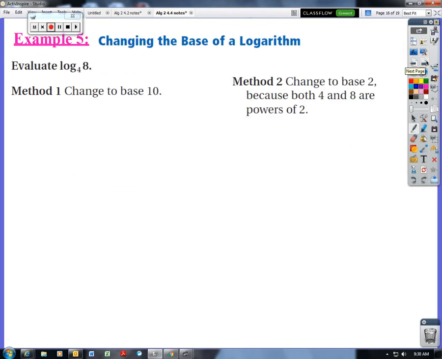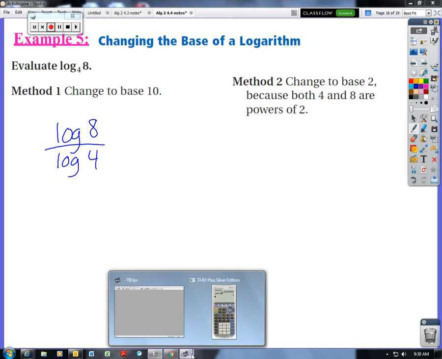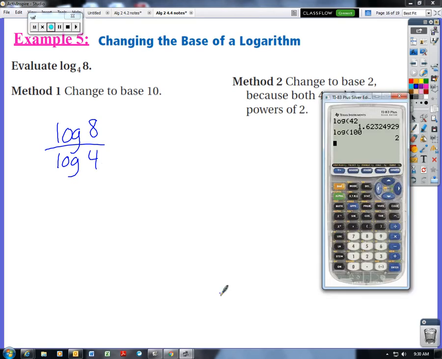So this first one, we'll do it using a calculator, change to base 10. So using the change of base formula, it's going to be log base 10 of 8, 8 is up on top, and then log base 10 of 4 on bottom. Then we go to our calculator. So we would do log of 8, close the parenthesis, divided by log of 4, close, enter. And that's 1.5.